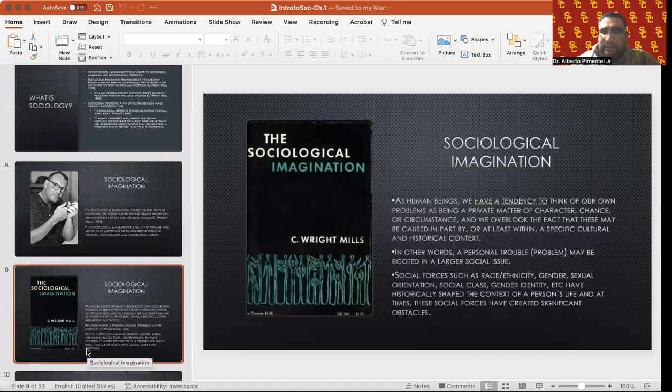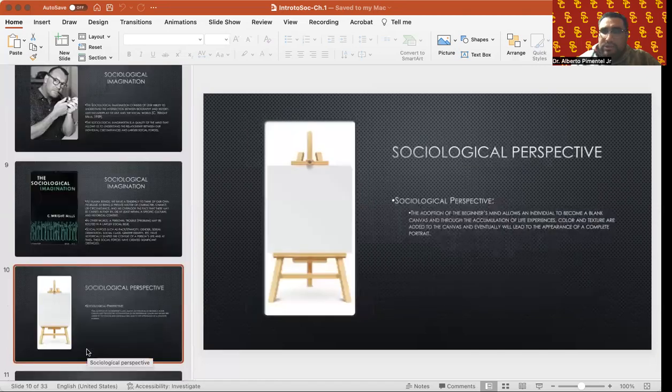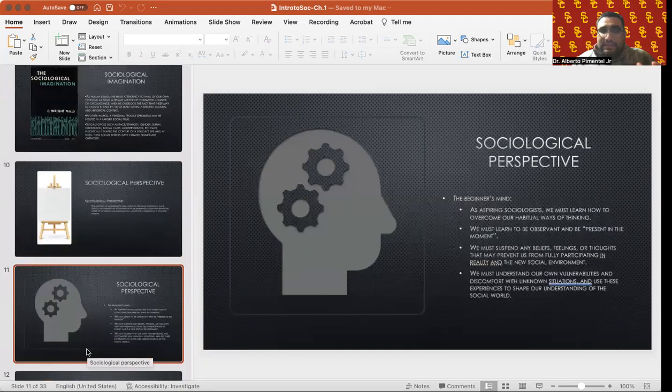We look at the sociological perspective, and the sociological perspective essentially says that we enter every new interaction as a blank canvas. We allow the experience to paint a picture for itself. We enter each new interaction with what we call a beginner's mind. And this beginner's mind allows us to be present in the moment. It allows us to acquire a true understanding about the experience that we're living.